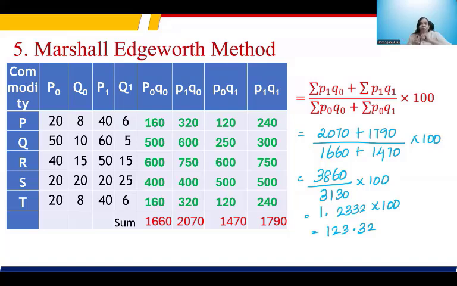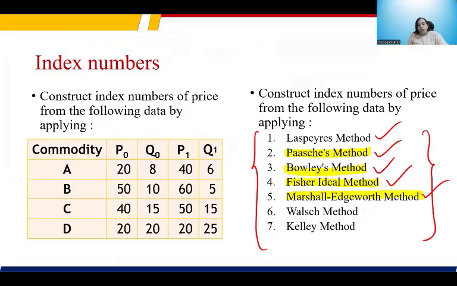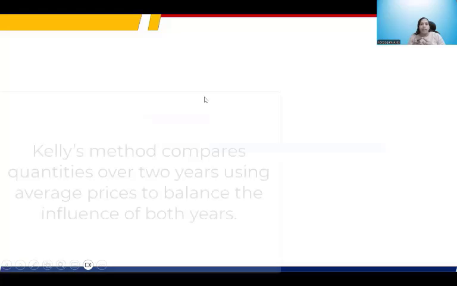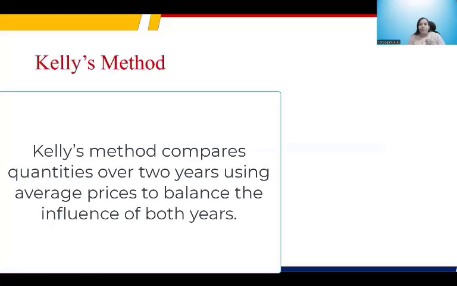Yes, that's it. So for the first 5 methods, which are Laspeyres, Paasche, Bowley, Fisher, and Marshall-Edgeworth method, with the same table, you will be able to finish up the calculation. But for Walsh and Kelly method, you need 2 different tables. Let's go and see how to solve it. Let's start the Kelly's method.